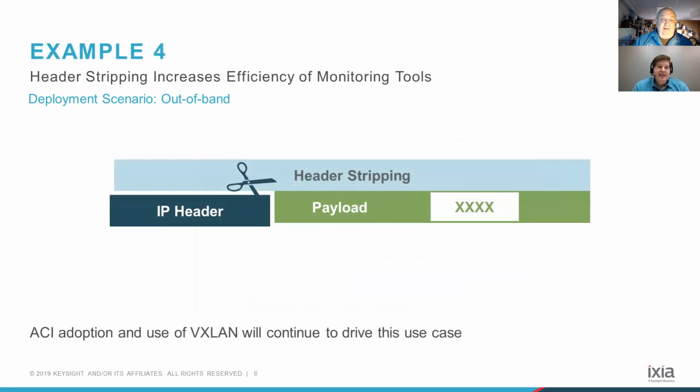So here's another example, number 4. One of the things that you can do with a packet broker that's pretty much just simple and easy is you can take off the headers if you don't need them.